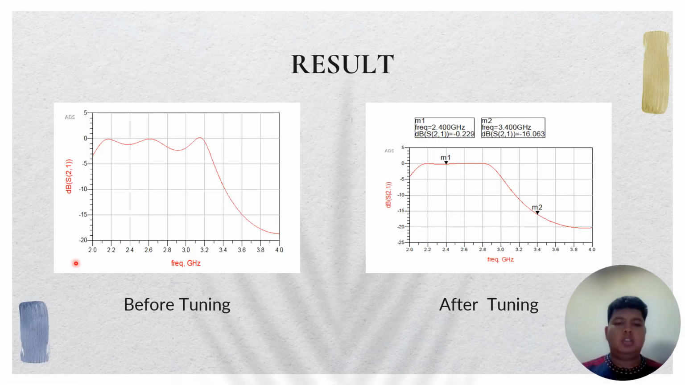Okay, so this is the result or graph of S21 that I get from the circuit that I designed before. As we can see, on the left side is the before tuning result, and we can see that the graph is wavy, and on the right side is the graph after I tuned the length of each M link, and I get this result as my graph after tuning.